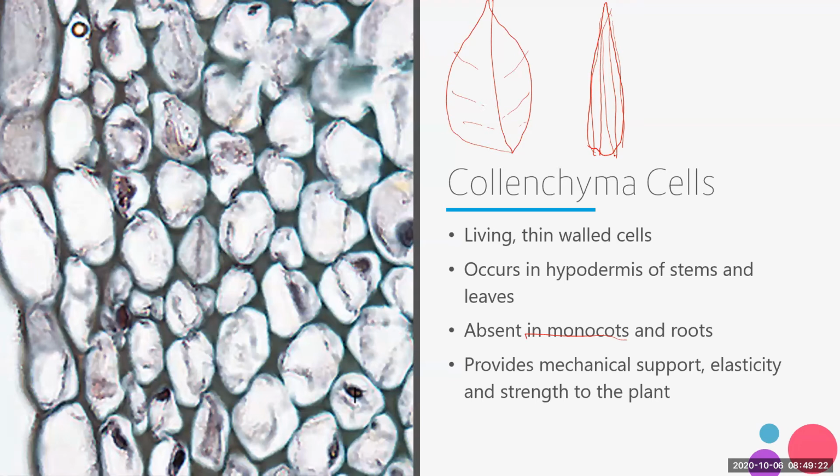Usually makita nato si collenchyma sa stem, and kung sa leaf naman, makita gyapon nato siya sa within the leaf and also doon sa petiole part. Yung connection gani ng leaf sa stem. Then ito yung petiole. So usually makita po nato na sila sa petiole. So dyan natin makikita yung mga collenchymal cells. Their function, they provide mechanical support, elasticity, and strength to the plant.